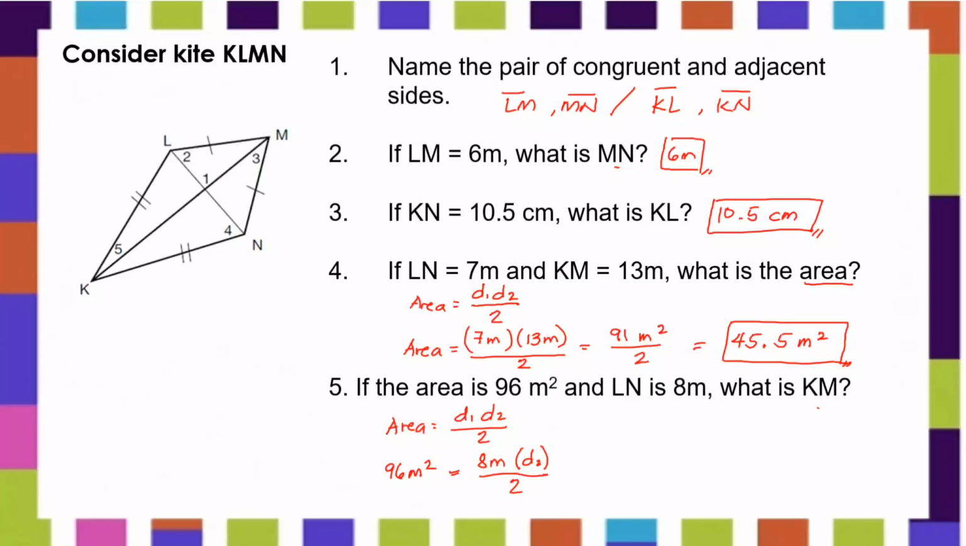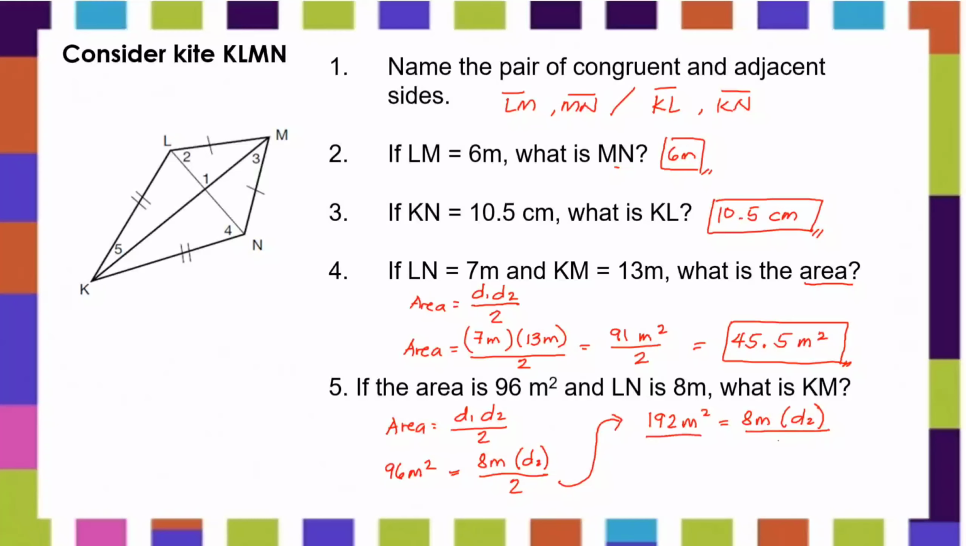Okay? So, dito, cross-multiply lang tayo. So, yung 96 multiply natin sa 2. 96 times 2, that will give us 192 square meters. That is equal to 8 meters times the diagonal. Okay. Ito lang namang diagonal yung hinahanap natin.